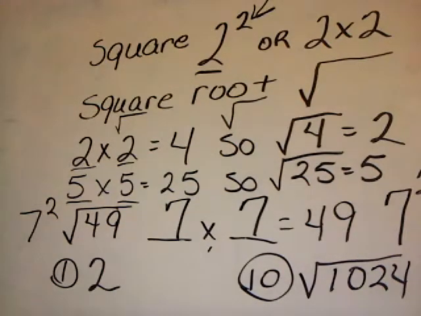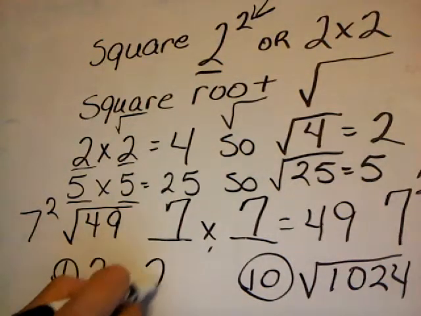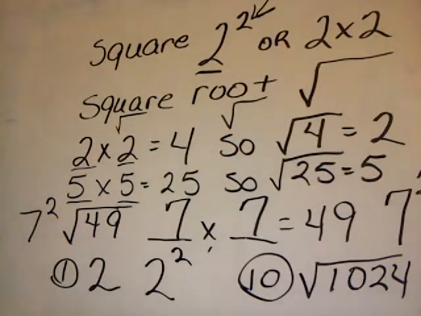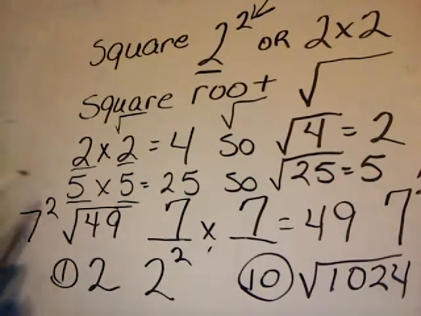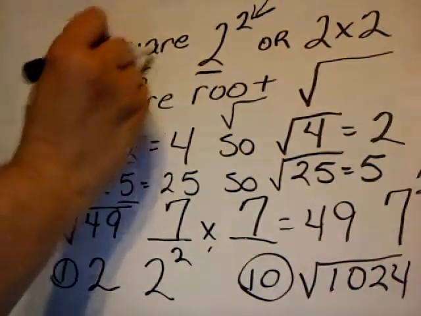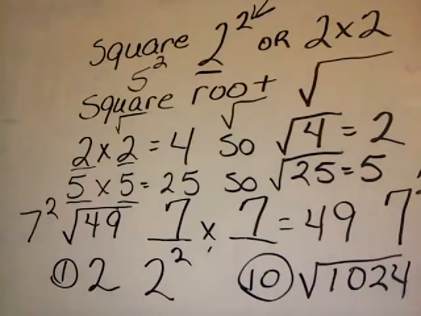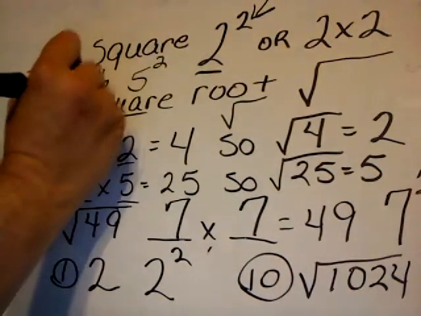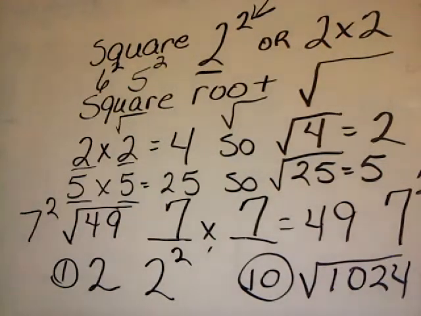Now let's look at number 1. Number 1 says to write the square. So if I want to write the square, I would just say 2 squared. If I wanted to write the square of 7, 7 squared. If I wanted to write the square of 5, 5 squared. If I wanted to write the square of 6, 6 squared. Real simple.